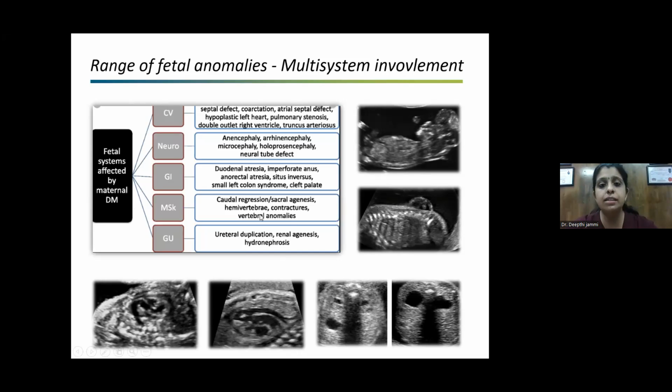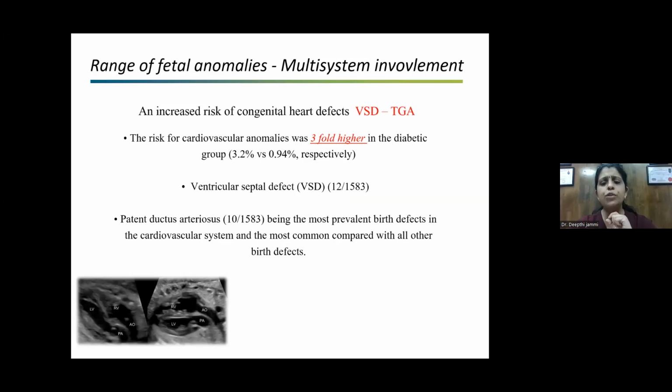In the gastrointestinal and urinary systems, you could have duodenal atresia or hydronephrosis. More so, when you combine CNS neural tube defects, you cannot miss the spine. In the musculoskeletal system, you could have caudal regression syndrome or sacral agenesis. In a very, very rare abnormality, we do see sirenomelia as well. So all these systems are involved. And the most common, as I told you, is a threefold increased risk of cardiac abnormality. The most common cardiac abnormality we find in a fetus of a hyperglycemic mother is VSD and TGA, significantly higher when compared to the non-diabetic group.